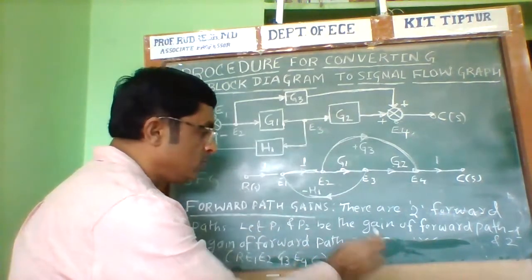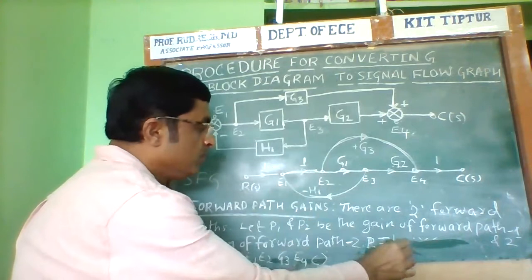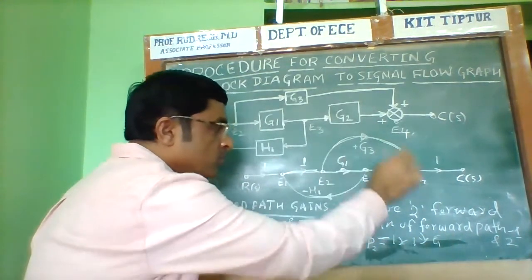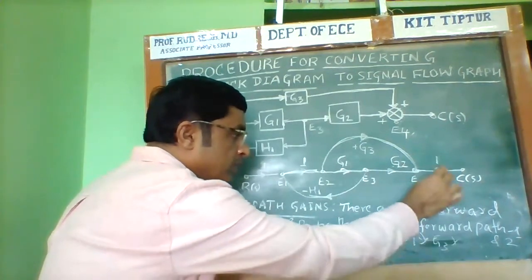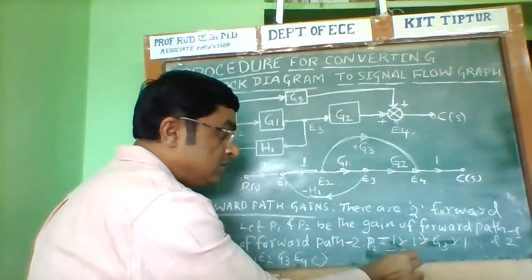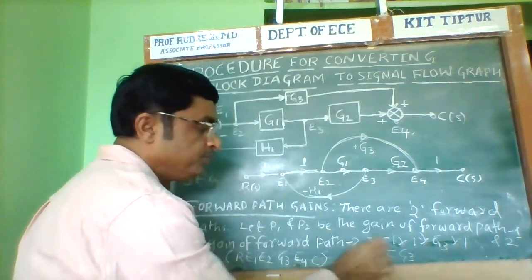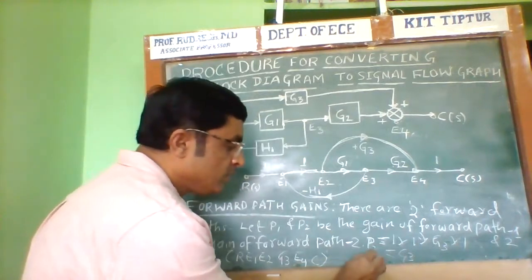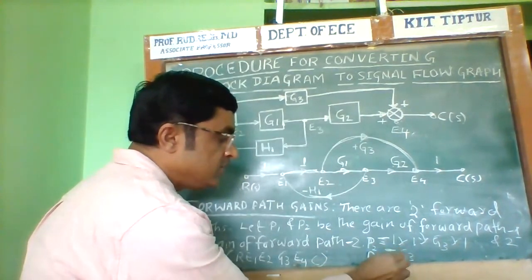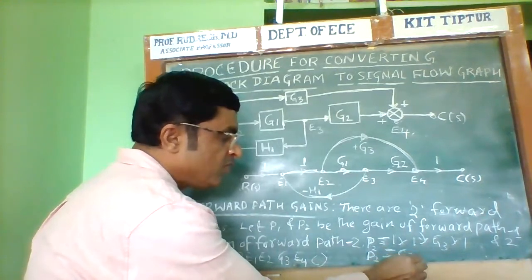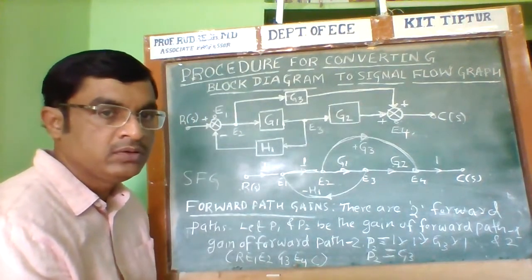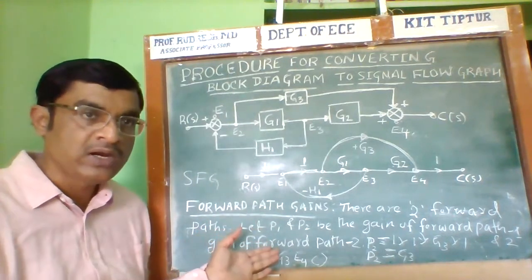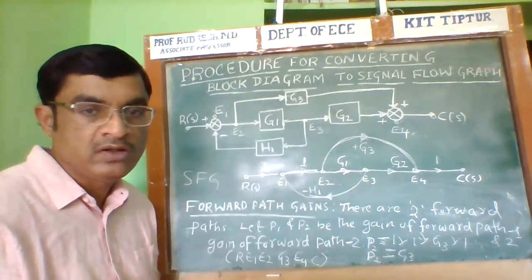So P2 is equal to 1 into G3, since the branch gain of G3 and the other branch is 1. Therefore, G3 is P2. The gain of the second forward path is G3, and this is the value we should remember. After identification of the forward paths, we have calculated the forward path gains also.